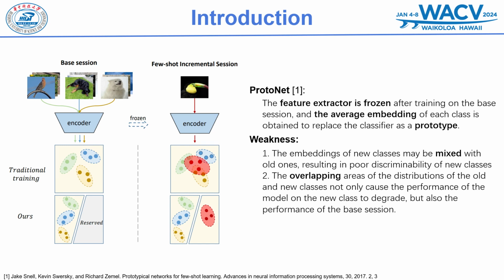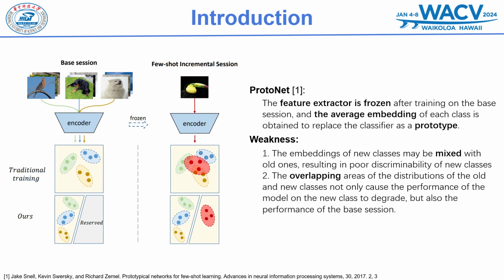The model discriminates classes based on the similarity, typically cosine similarity, between the embedding of the instances and the prototypes. This approach can maintain a better performance on instances from old classes as only the classifier is updated in the incremental session, and the prototypes of the base session remain unchanged. However, since the extractor is not trained on data from new classes, the embeddings of new classes may be mixed with old ones, resulting in poor discriminability of new classes.